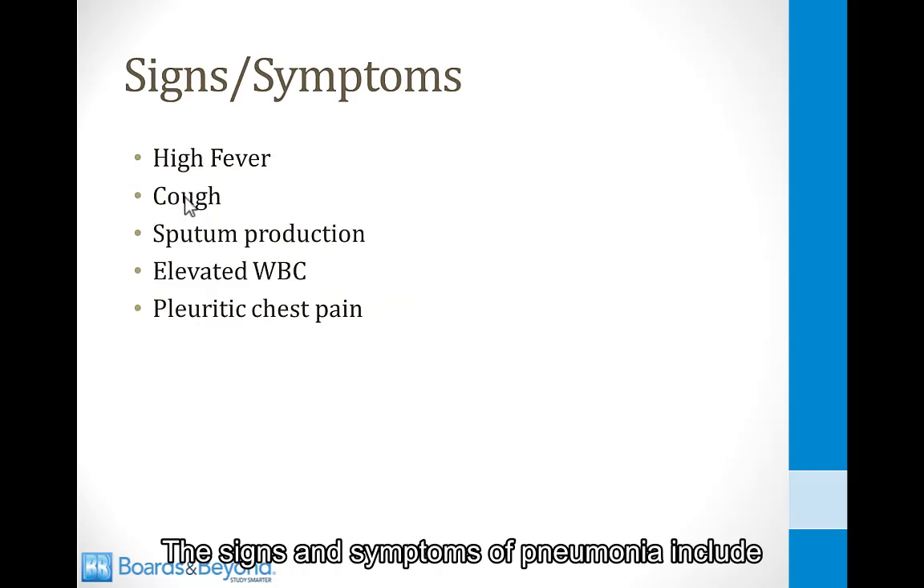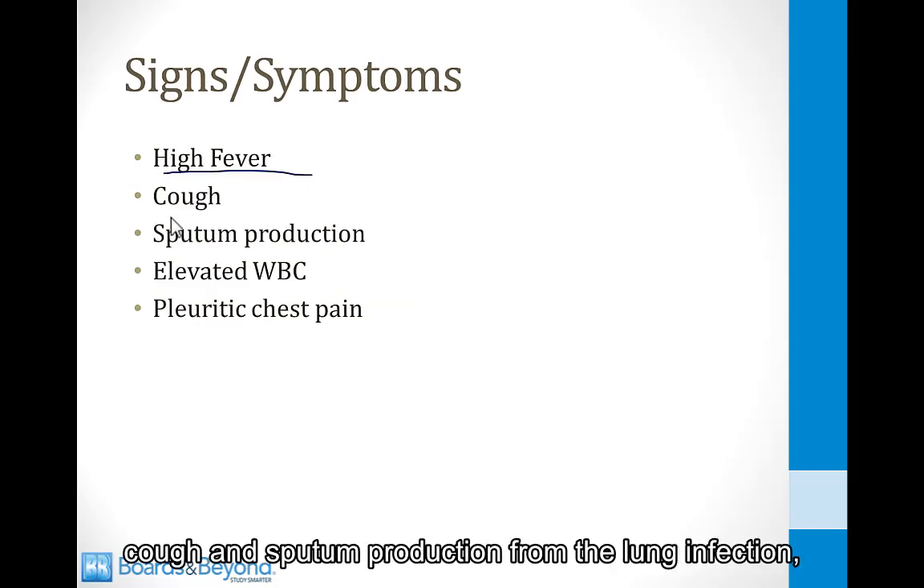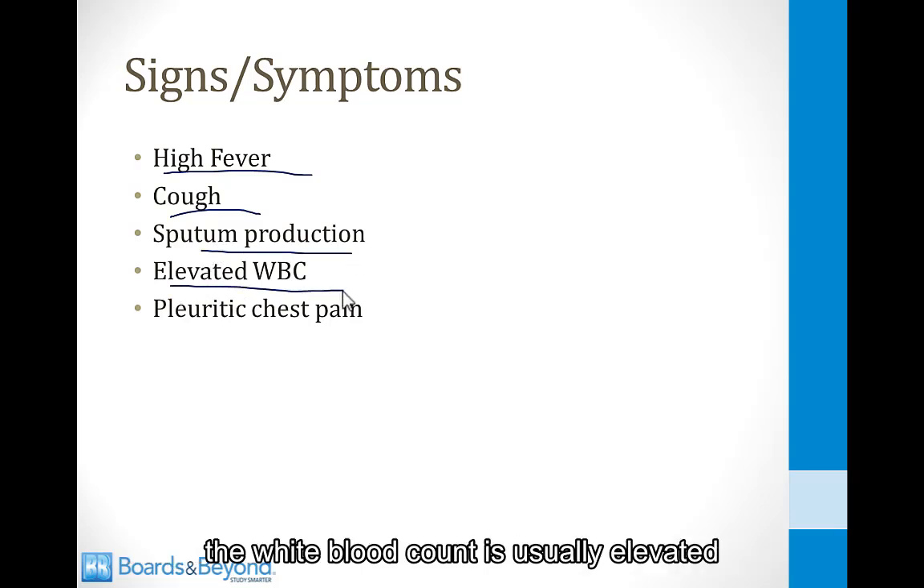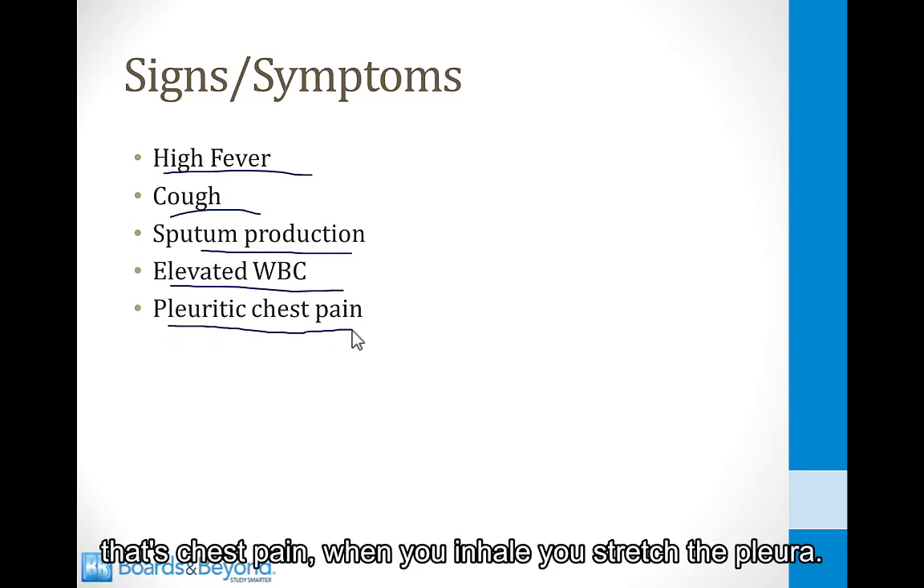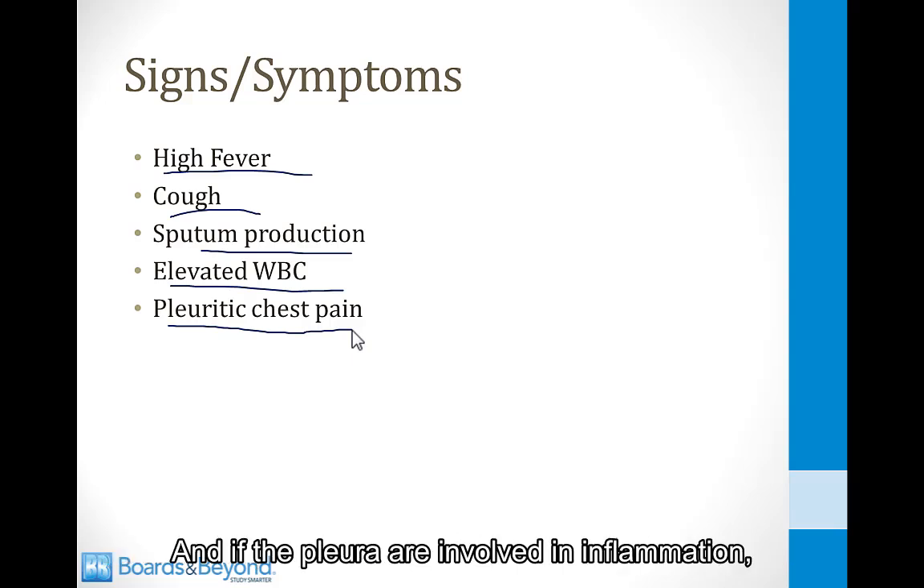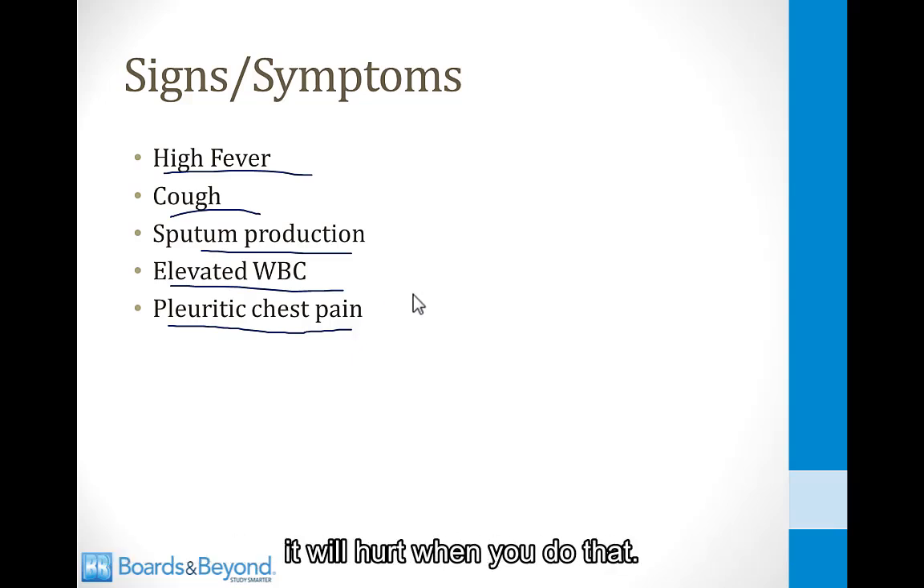The signs and symptoms of pneumonia include a high fever from the inflammation, cough, and sputum production from the lung infection. The white blood count is usually elevated, and patients can get pleuritic chest pain. That's chest pain when you inhale. You stretch the pleura, and if the pleura are involved in the inflammation, it will hurt when you do that.